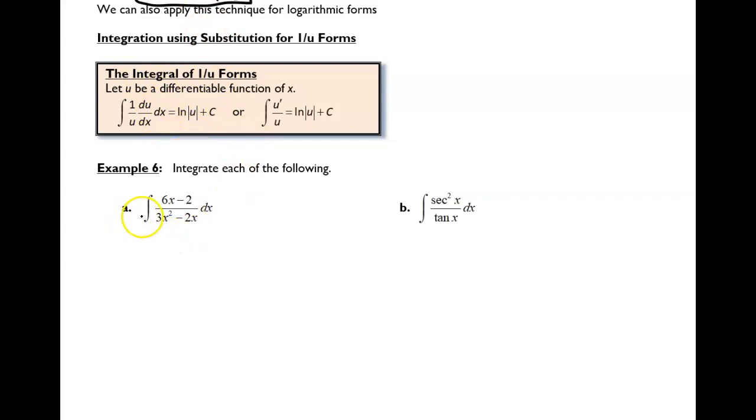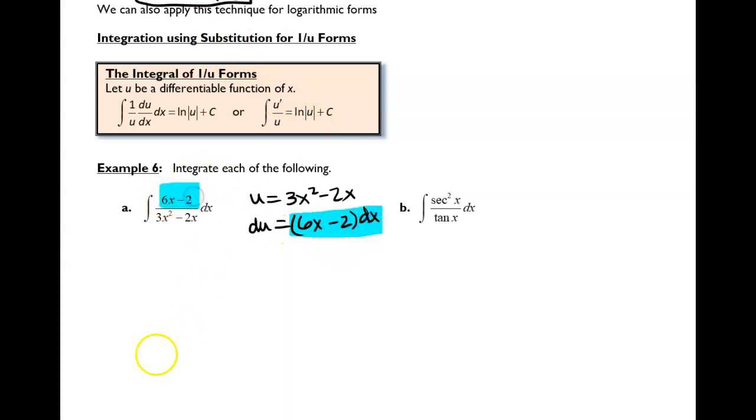So let's check out A. We have the integral of 6x minus 2 over 3x squared minus 2x dx. So I recognize that the degree on the bottom is lower. That's a good sign that that's going to be my u. So let's see this as u equals 3x squared minus 2x. If I take my derivative, I would get 6x minus 2 dx. Now that does match up exactly with what I have in my numerator. So that works out nicely.